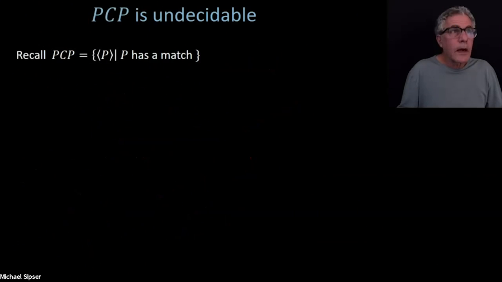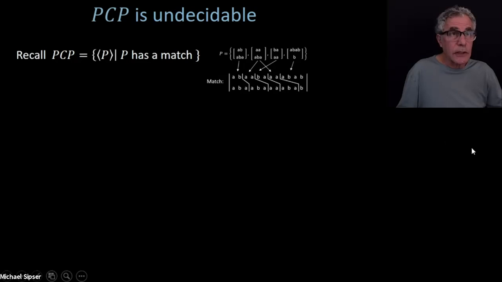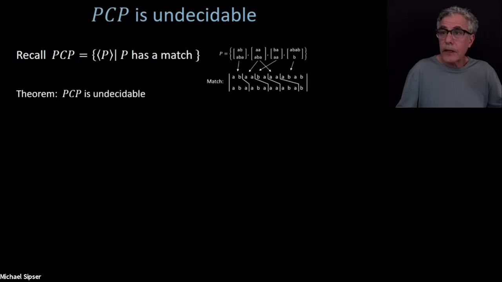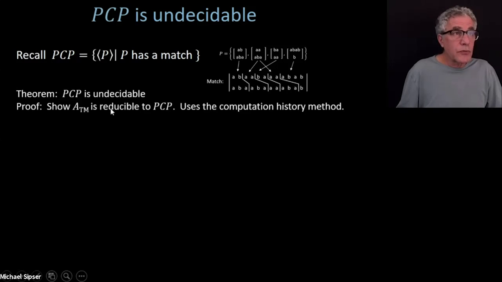Let's move on. Okay, now coming back to the undecidability of the Post Correspondence Problem. Remember the problem: you're given those dominoes, and you want to know if there's a match. Here is a little mini version of the diagram, if that helps you remember it. We're going to prove that this language is undecidable. So it's undecidable to test whether, given a set of dominoes, a match is possible. And we're going to reduce ATM to this language using the computation history method.